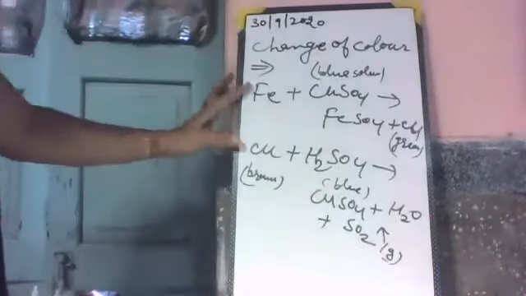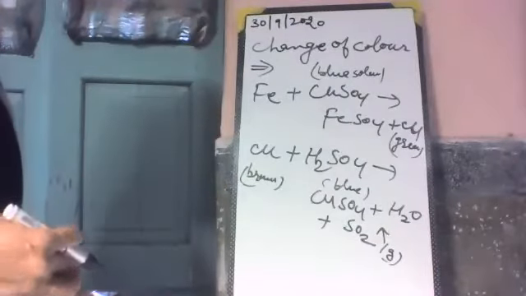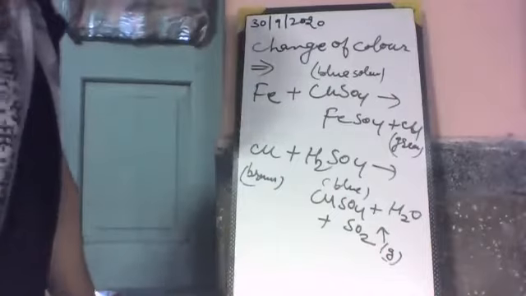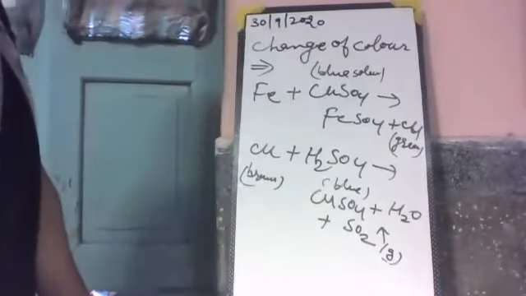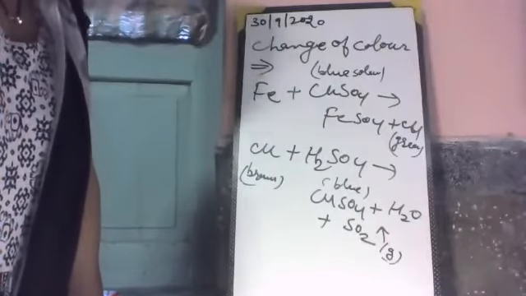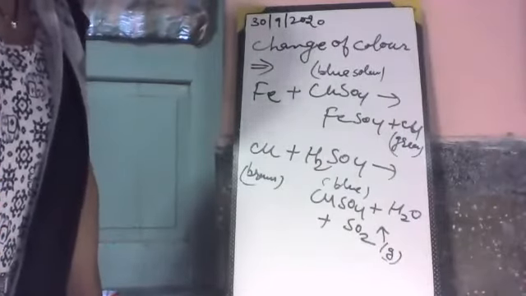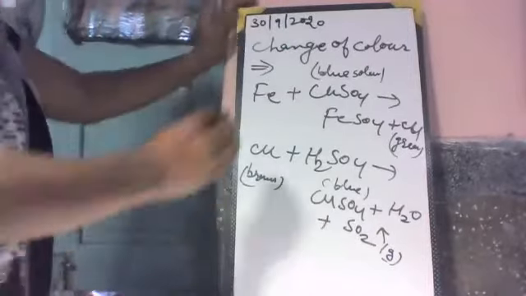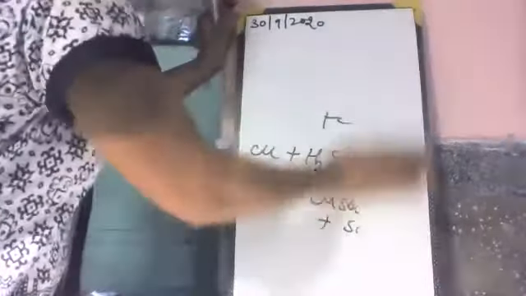This change of color we can see in the reaction. Then formation of precipitate. In some chemical reactions, insoluble substances are formed, and these insoluble substances are known as precipitate.